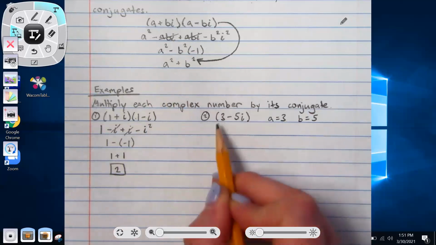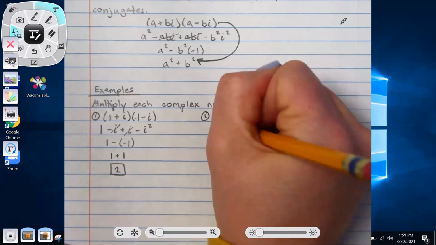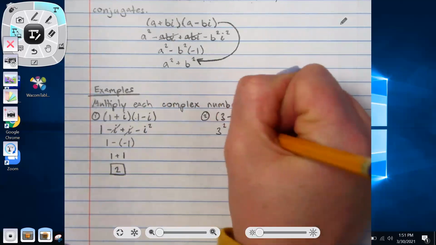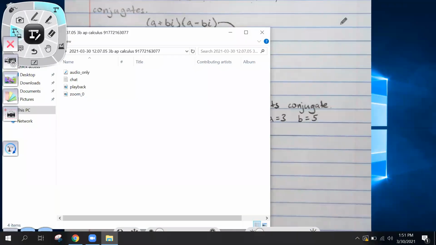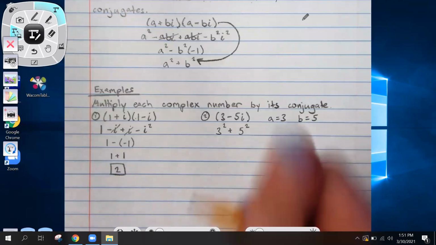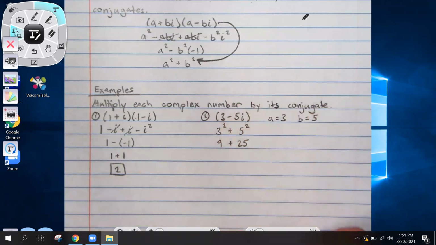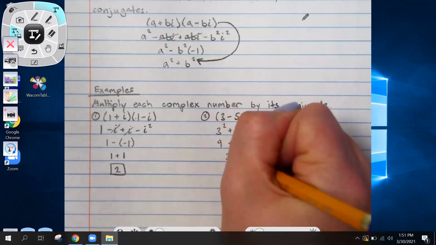So instead of using FOIL to multiply, we can skip straight to 3 squared plus 5 squared. Three squared is 9, 5 squared is 25. Our answer is 34.